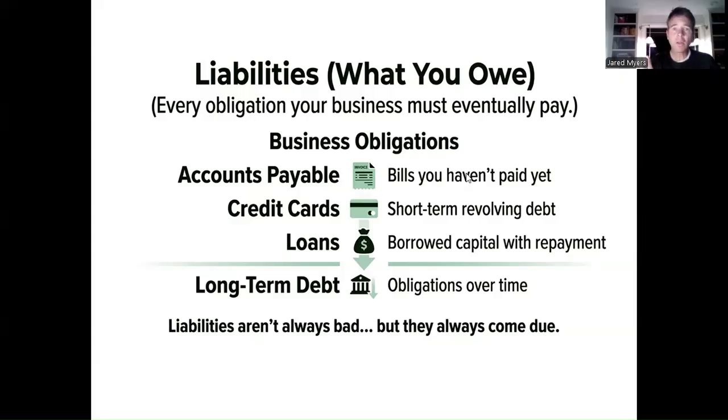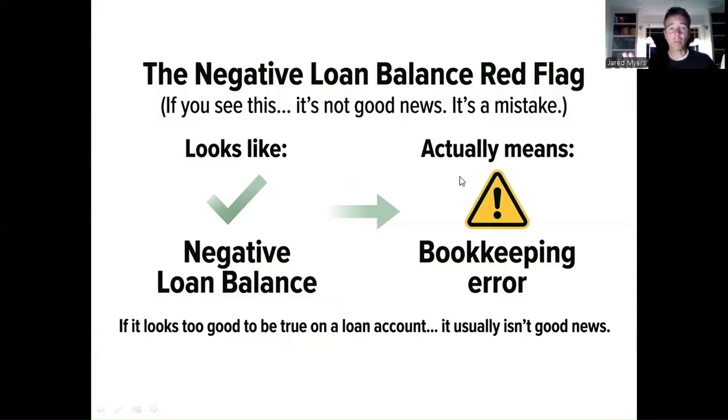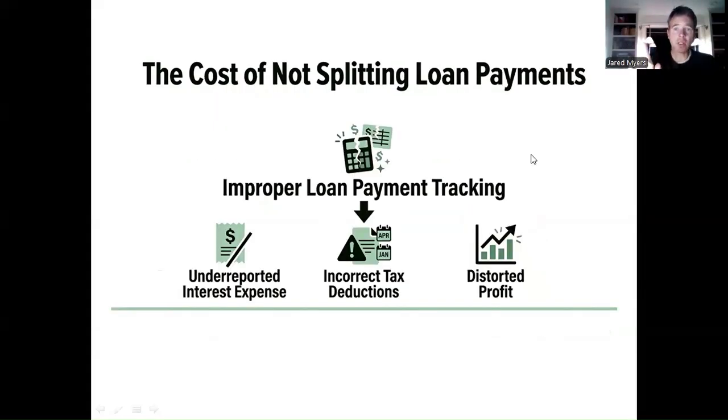And then we have liabilities, what you owe. This includes accounts payable, bills you haven't paid, credit cards, loans, long-term debt. And here's where a big red flag shows up. If you ever see a negative loan balance, that's not good financial performance. That's a bookkeeping mistake. Because loans don't go negative in real life. It usually means that payments were not split correctly between principal and interest. And that leads to another hidden issue. If you're not splitting loan payments properly, you're probably underreporting interest expense, messing up tax deductions, and distorting your true profit. But we'll come back to that because it gets worse.